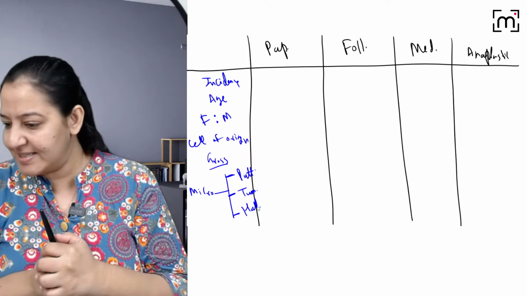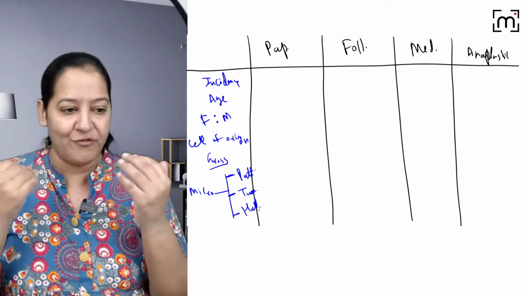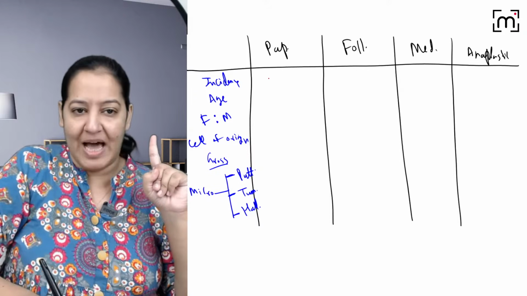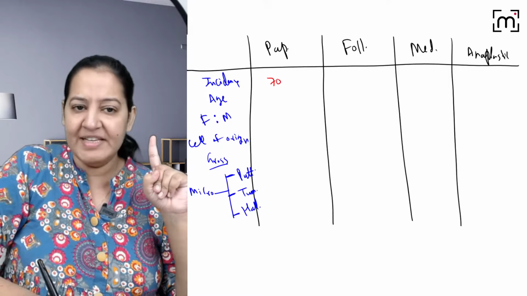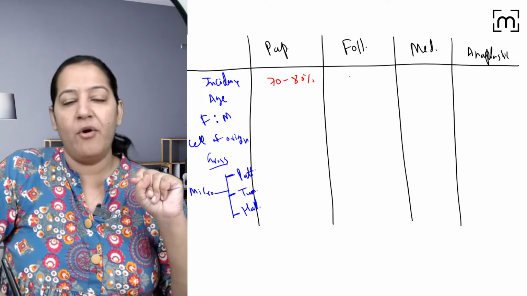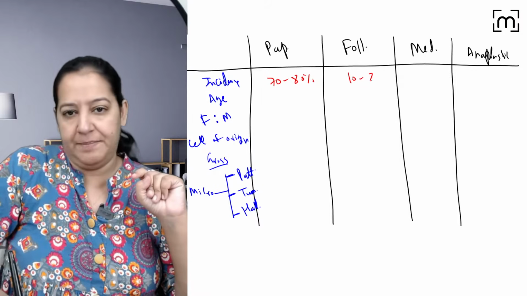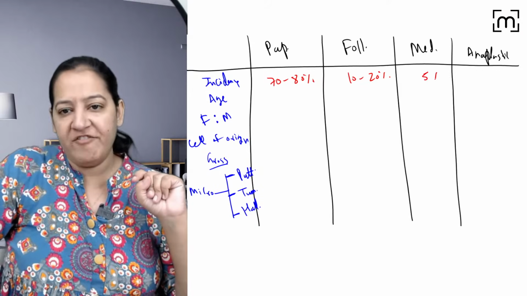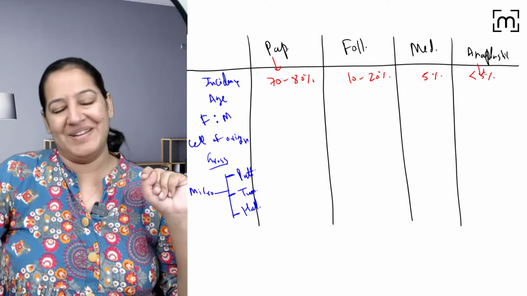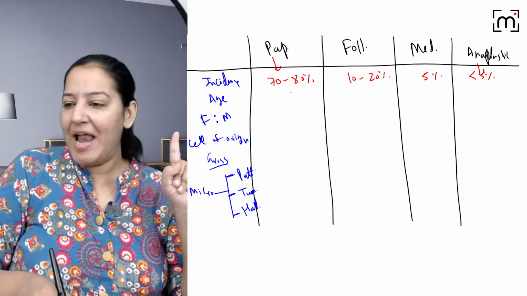Can you help me with the incidence? Yes. So I want all of you to participate. Please, everyone. Incidence, you are absolutely right, Talim. It's 70 to 80%. It is the most common, right? Follicular, what is the follicular percentage? It is 10 to 20%. Second most common. This is 5%. This is less than 5%. So this one is most common. This one is least common. Yes, very good.